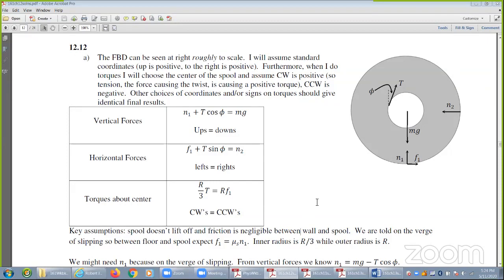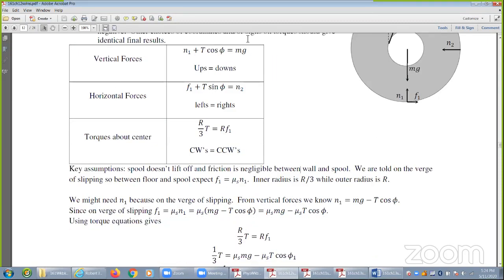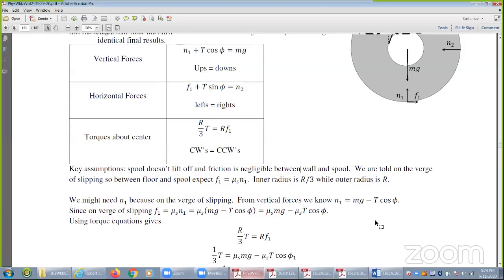All right, so let's go ahead and kill that one off. Let's take a look here. I'm going to let you guys try 12.9 on your own. And I want to look at 12.13. I'll put it in the chat just in case. I'll share the screen as well. Let's get to it here.